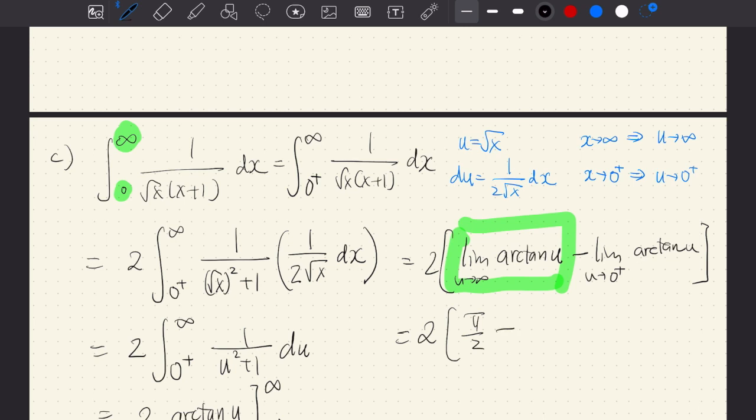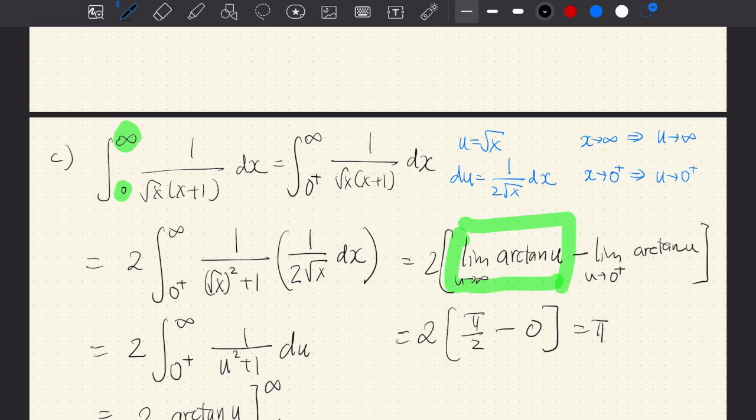And for arctangent u, actually arctangent u is continuous at 0. So taking the right limit, taking the left limit, or directly plugging in 0 is actually the same. So you can just plug in 0. Arctangent 0 is 0 because tangent 0 is 0. So you have 0 here, which is equal to pi.